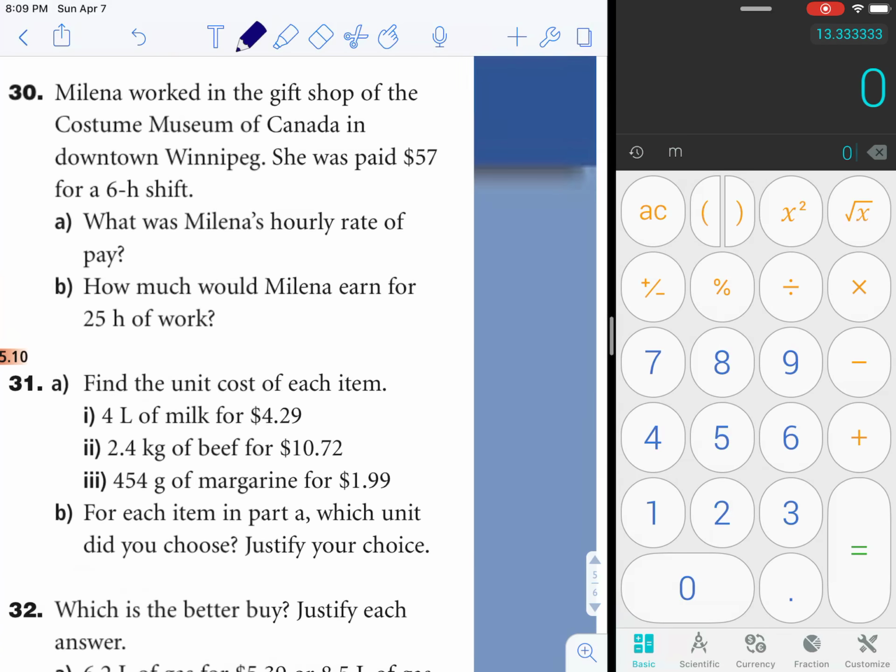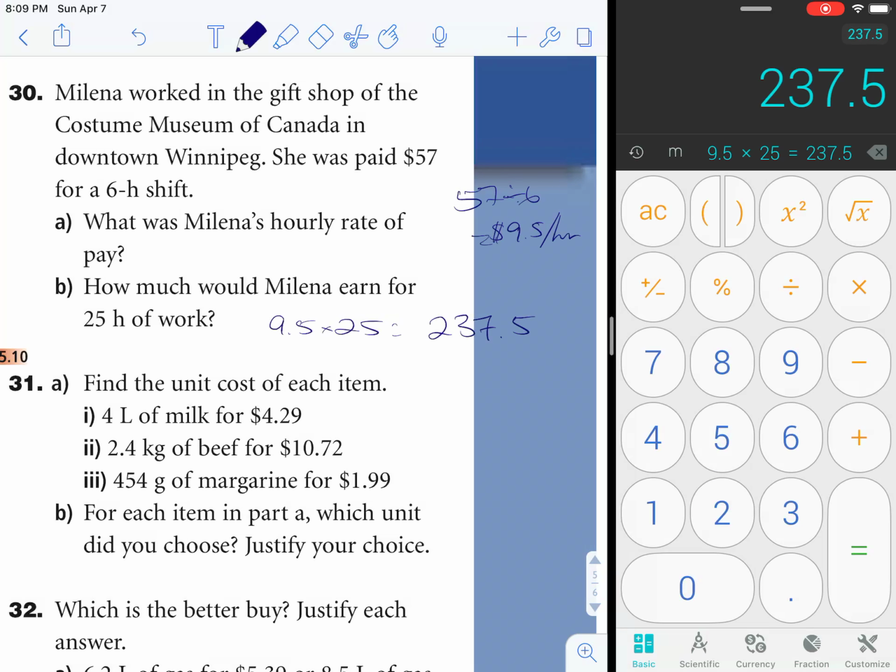Okay, Molina, $57 per 6 hours. So 57 divided by 6. $9.5 per hour. How much would you earn for 25 hours of work? So 9.5 times 25 gives us 237.5. Guess that'd be 50.